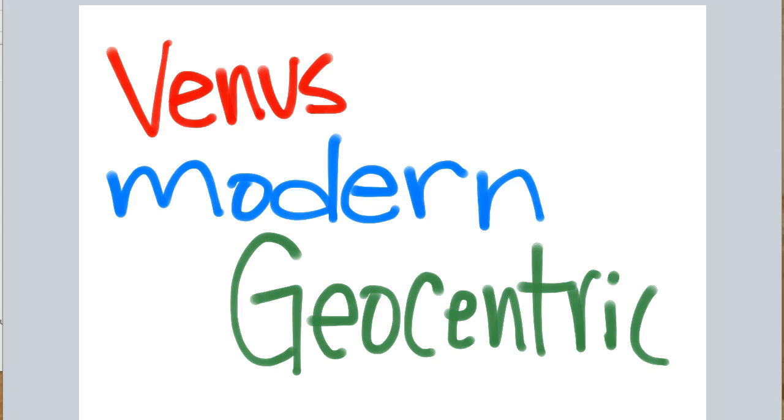So who's considered the founder of modern astronomy? That's going to be Nicholas Copernicus, who had the radical idea that the sun was the center of the solar system, not the Earth. Who thought that the Earth was in the middle, geocentric, who came up with that theory? That was Ptolemy that came up with that.